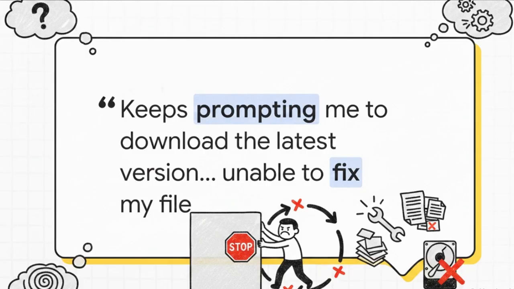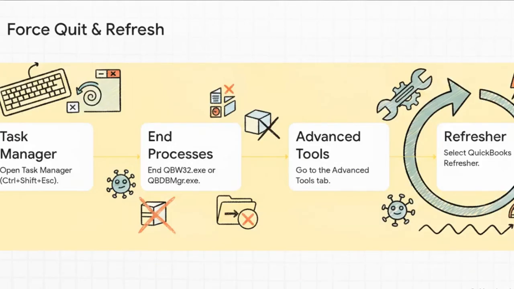We can completely empathize with this, right? There is literally nothing more frustrating than standard fixes failing and the software trapping you in an endless prompt loop. When a utility like Quick Fix My Program hangs or freezes completely, here are the exact actionable steps to break that loop. Step 1. Open your Windows Task Manager using Control plus Shift plus Escape. Step 2. Find and end any background processes named qbw32.exe or qbdbmanager.exe.